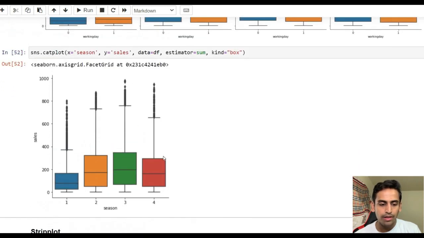And in a simpler way, we can do it this way as well. In the cat plot, I am passing kind equal to box. For every season, plot me the total volume of sales distribution. You can see this way.